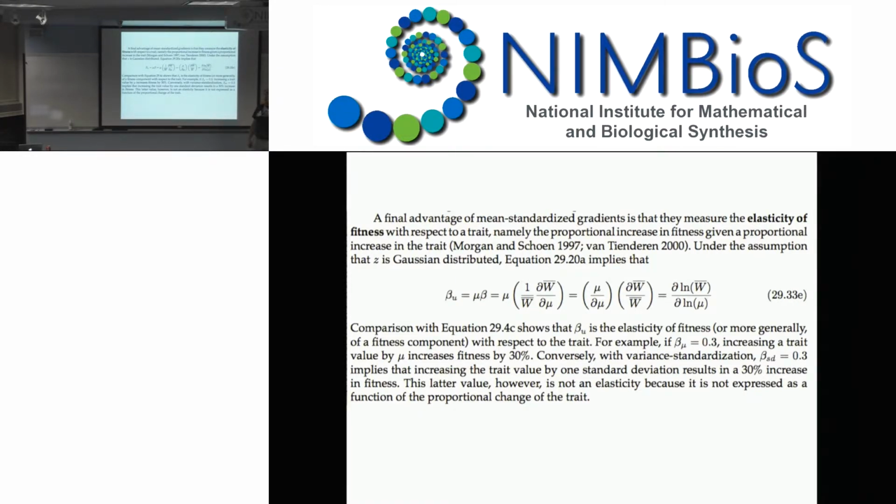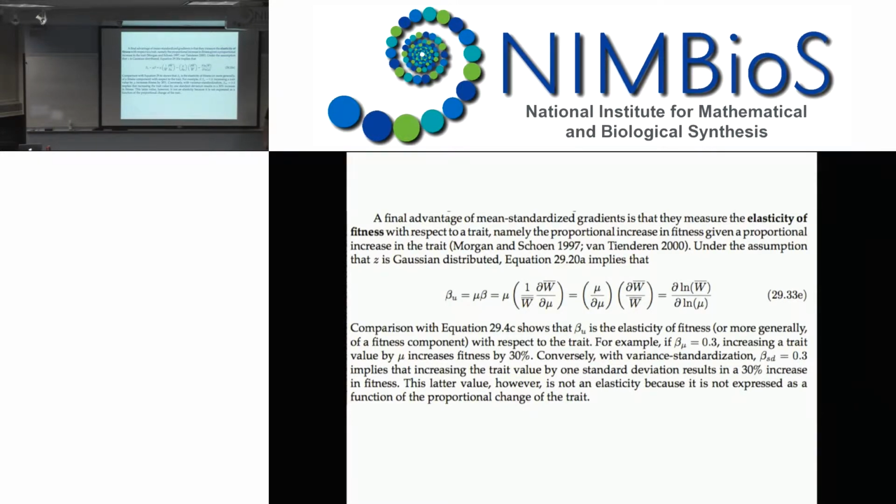Well, that derivative of lambda, the overall growth rate, with respect to that term, we call the sensitivity. A better measure is the elasticity, which is the derivative of the log of that term with respect to the log of that value. And the elasticity talks about a proportional change in the overall fitness given a proportional change in the component. And that's the expression there for elasticity. And what you can show is when you mean standardize the gradients, that's the equivalent of an elasticity.